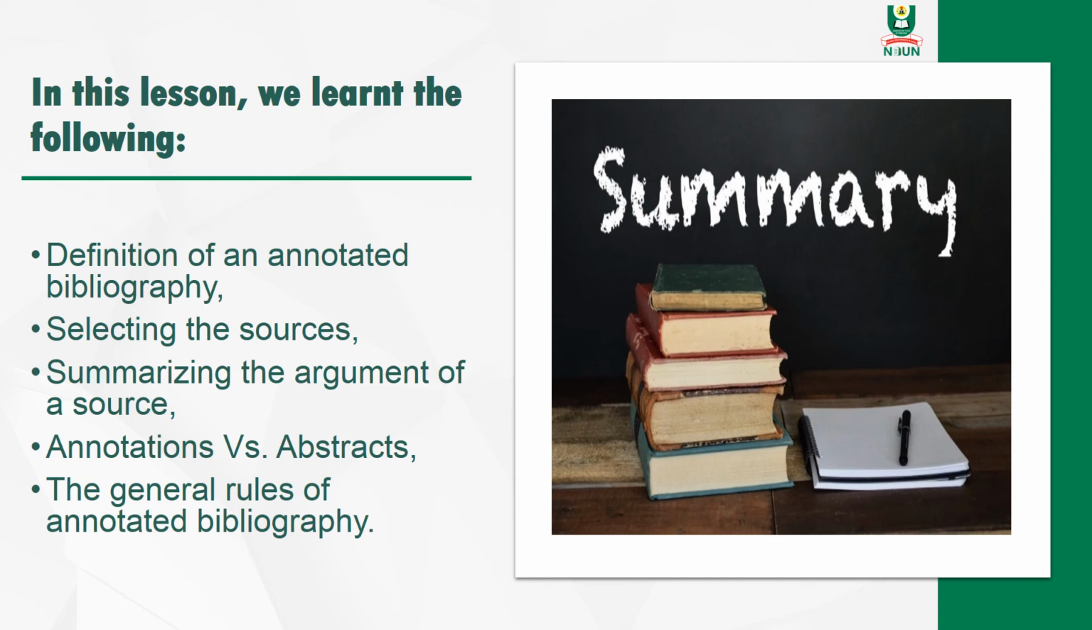We can now differentiate between annotations and abstracts. We say that abstracts are purely descriptive summaries, often found at the beginning of a journal or an assignment or a term paper, while an annotated bibliography is a piece of formal academic writing which follows general rules for all academic writing, and we also listed these rules.